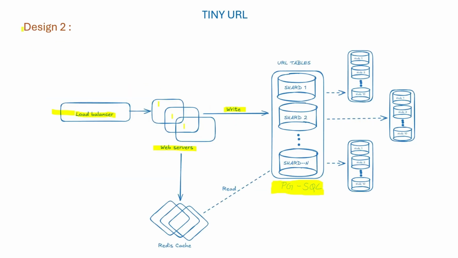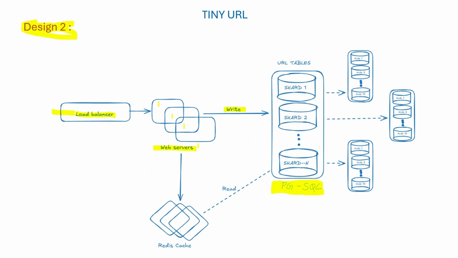So moving on, let us now discuss design two. This is where we'll be using the Postgres database instead of the Cassandra database. Please feel free to skip this section if you're not interested in the second design, and you can move on to the optional analytical part of the video. I'll give the timestamp in the description below.